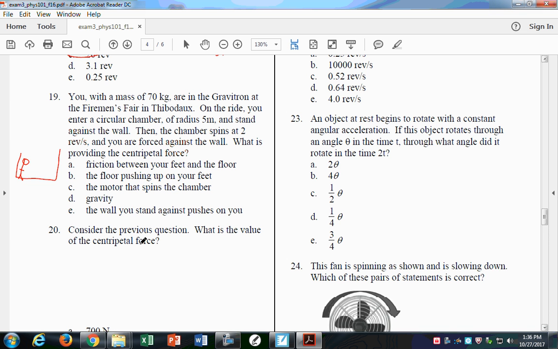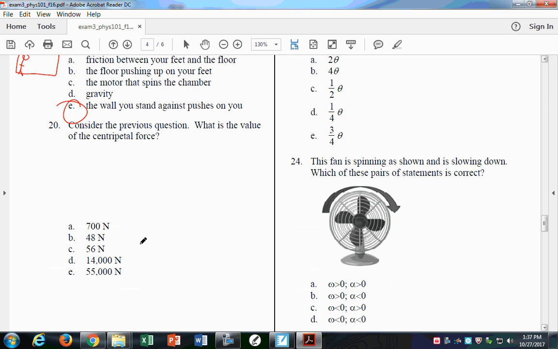If you have something that's on a rope like this, then the centripetal force is provided by what? The rope, right. The tension in the string is the centripetal force. Or if you have a car that's going around a curve, it's the static frictional force, the frictional force between the tires and the road that is providing the centripetal force. But in this case, it's the normal force, the wall you stand against that pushes on you.